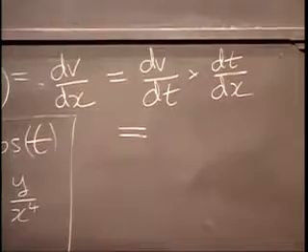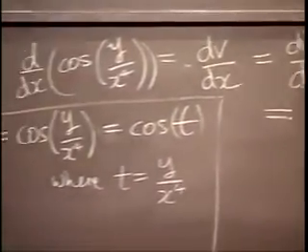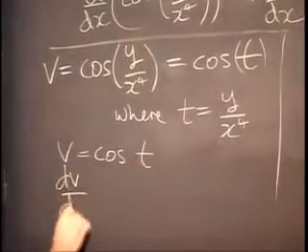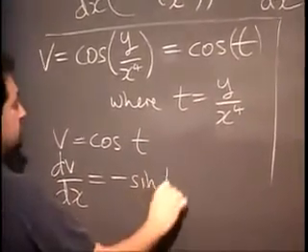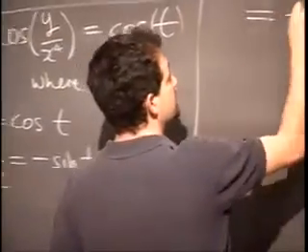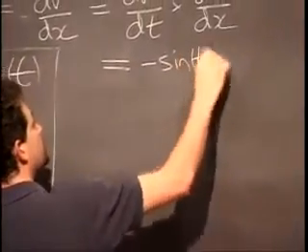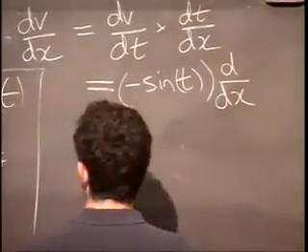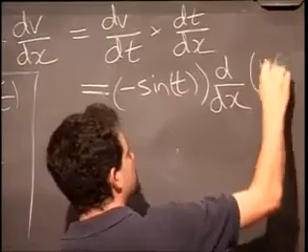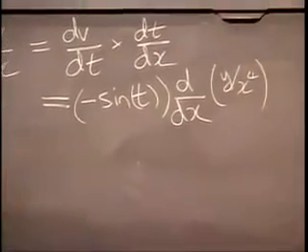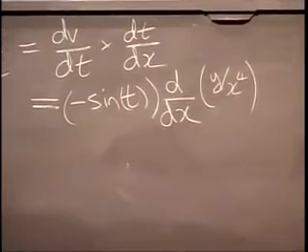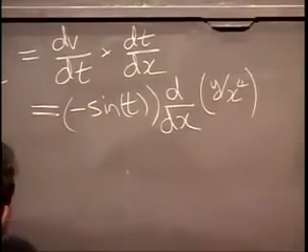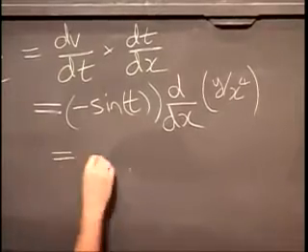Well, dv/dt, v is cosine of t. So dv/dt is negative sine of t. So let's keep a clear head here. Move over to here, negative sine t times dt/dx. And dt/dx, just to put this in perspective, is the derivative of y over x to the fourth. Now, of course, we've used the chain rule, so we'd better put t back to y over x to the fourth.